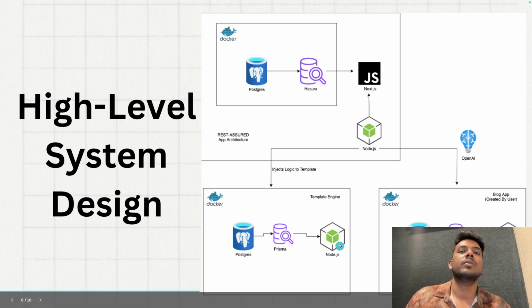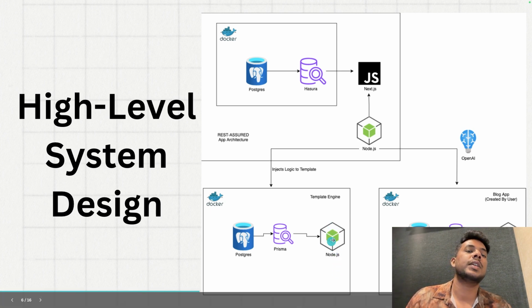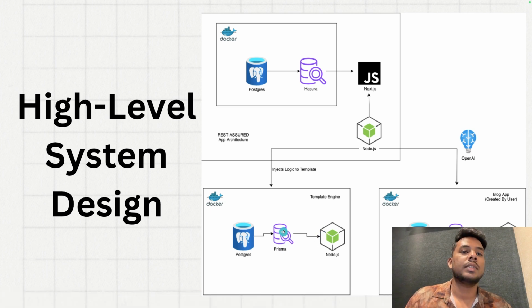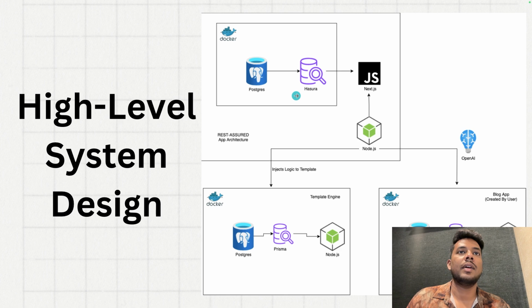Whatever app gets built will have a Node.js Express.js server, with Prisma as an ORM, and Prisma will be communicating with Postgres. So this is what we have defined, a predefined template, and this is how our app is going to work.